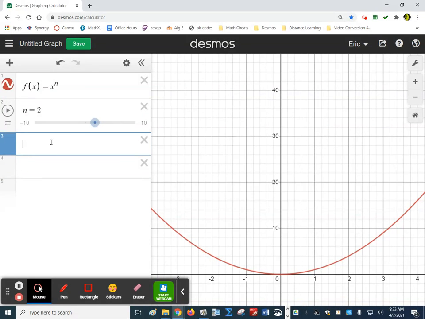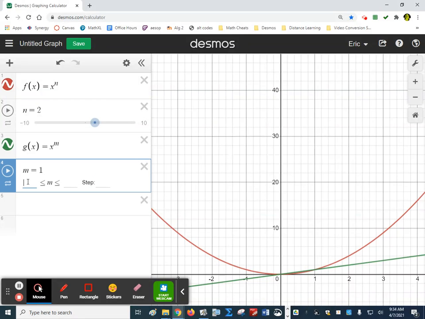Okay, let's look at the odd power functions. I'll call this g of x. M. Okay, we'll add a slider for m, and m's going to go from 1 to, how about 11 by 2s.